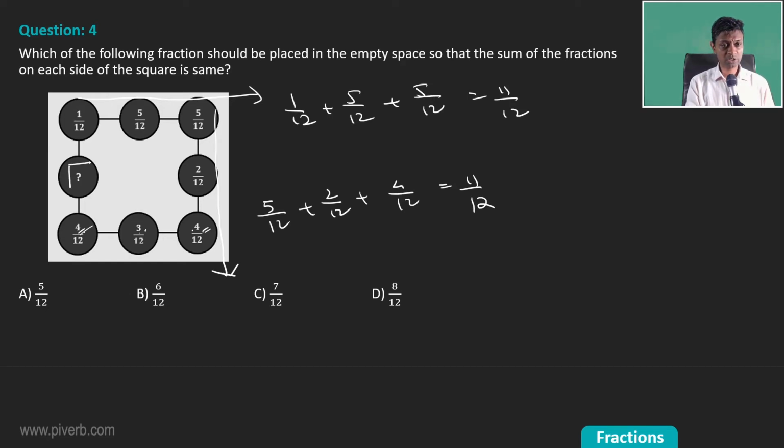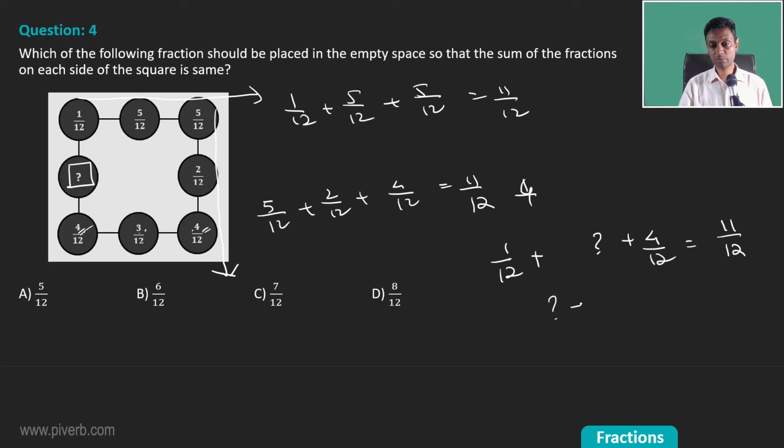So whatever is there in this question mark, so if we say 1 by 12 plus question mark plus 4 by 12 is 11 by 12, question mark plus 5 by 12 is 11 by 12, or question mark should be 6 by 12, or 1 by 2. We have a choice that directly says 6 by 12. Done.